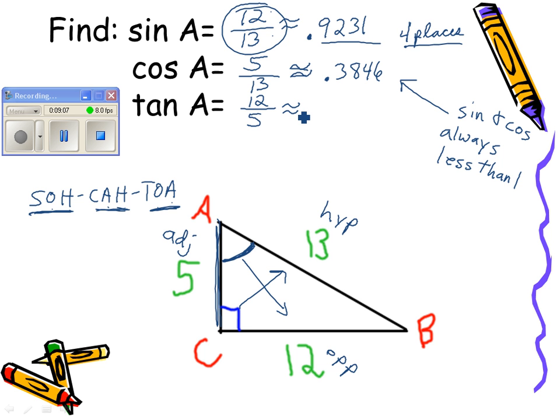12 divided by 5, we get 2.4. So this is your fraction answer for your tangent. And this is your decimal answer for your tangent.